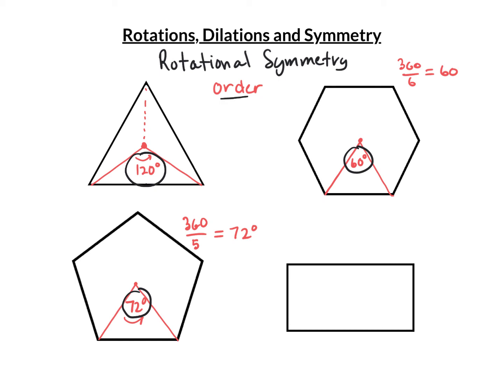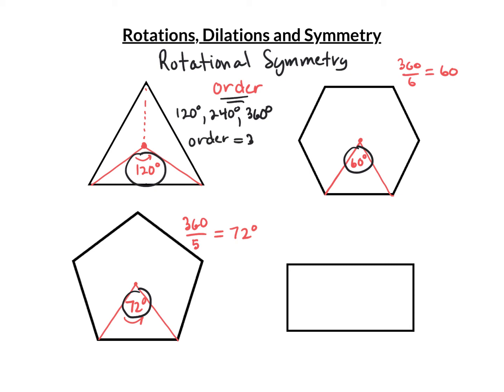The order then for the equilateral triangle would be 3 because I could rotate it 120 degrees. I could rotate it 240 degrees. That's another 120. And then another 120 would give me that 360 degrees. The order is 3.